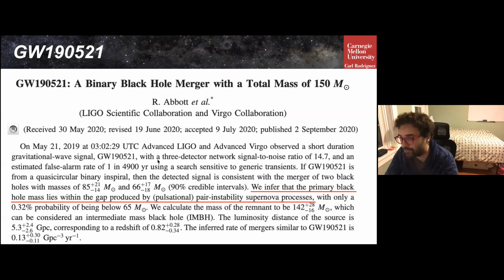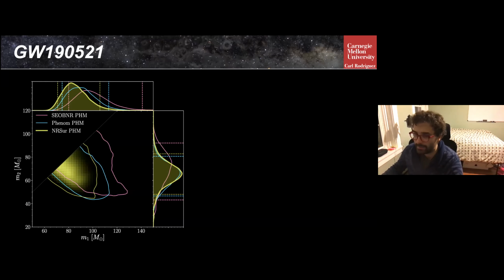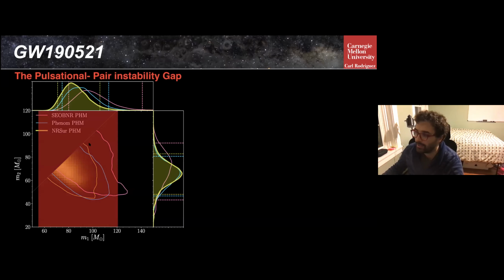GW190521 has a primary mass of around 85 solar masses, which strongly suggests it could only be produced through some successive merger of black holes. So if I look at the posterior probability distribution here, the vast majority of the primary's probability lies within that pulsational-pair instability gap.